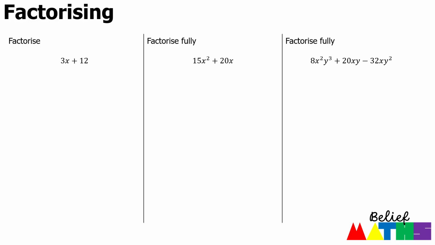The next skill we're going to look at is factorizing. Now factorizing is just the opposite of expanding. So where expanding was taking the numbers out of brackets, in this case we're trying to put it back into brackets. So we have to think what will divide both of those two terms. So we can factorize both of these by 3, and that gives us x plus 4. Second one is exactly the same. What can I take out of both? Well, I can take 5x out of both of them, and I get 3x plus 4.